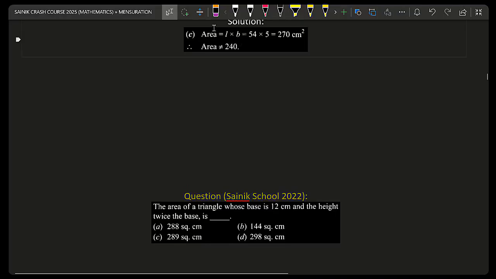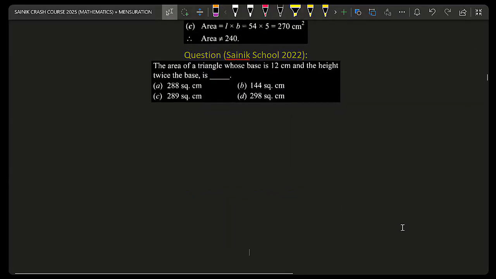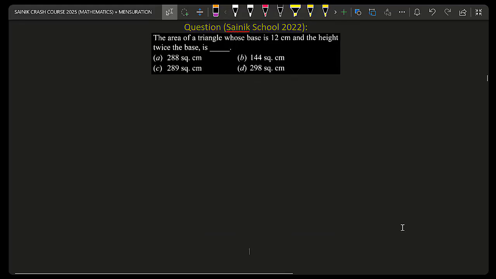And next, in the 2022 exam there was one more question from area and perimeter. The area of a triangle whose base is 12 centimeters and height twice the base. Sanvi, can you read the question again? The area of a triangle whose base is 12 centimeters and the height twice the base.